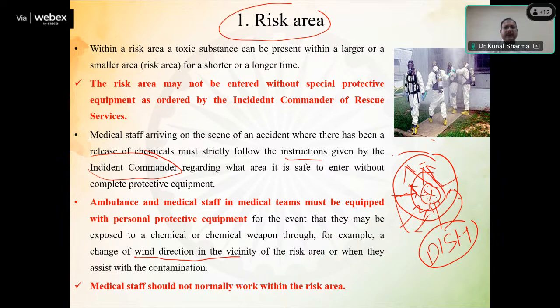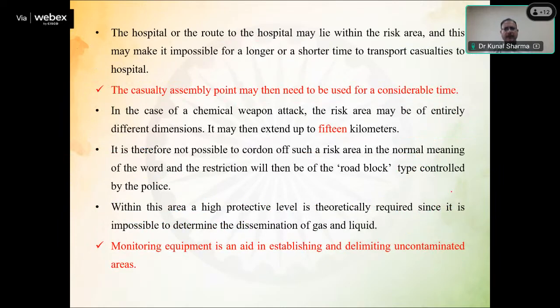Medical staff should not normally work within the risk area. Again, this is the SOP, and when you go for the IRS, incident response system, lecture, you will ask why medical staff are not allowed, what is the role of doctors, and what is the role of paramedics. Everybody has separate roles in case of chemical disaster risk management.